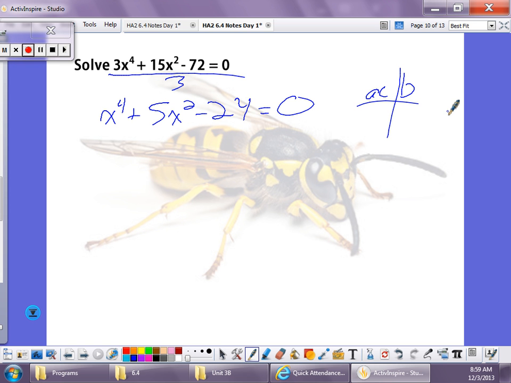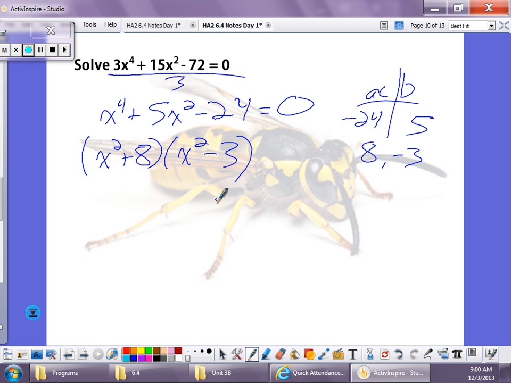So AC is negative 24. B is 5. So we want two things that multiply to negative 24 and add up to 5. And Mihal said 8 and negative 3. Good. So now I have x squared plus 8 and x squared minus 3. And this is set equal to 0. So to solve, all you would do is set each of these separately equal to 0.